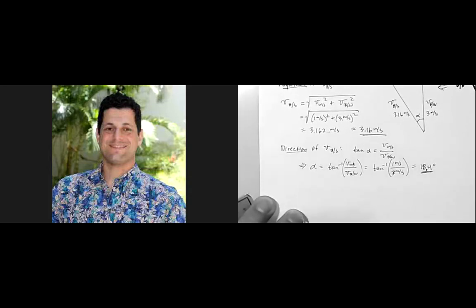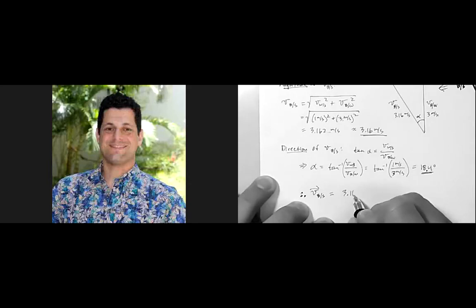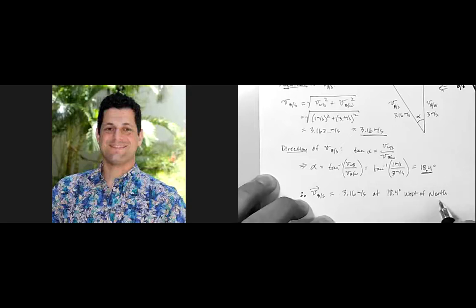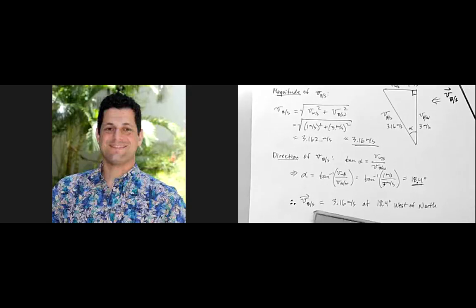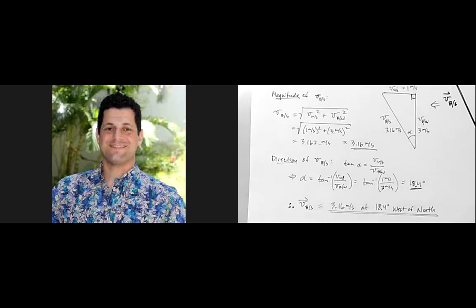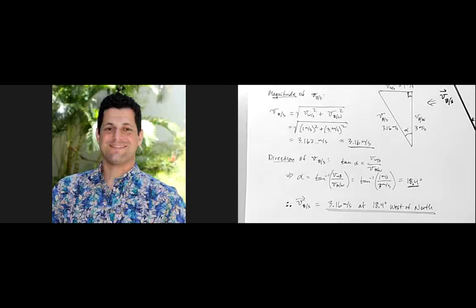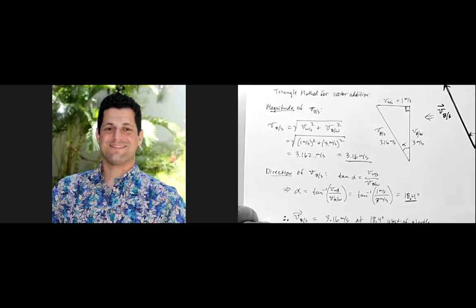So therefore, to write out the whole vector, the velocity of the boat with respect to the shore is equal to a magnitude of 3.16 meters per second at a direction of 18.4 degrees west of north, right? Degrees to the west of north. All right, so that's the full vector, magnitude and direction. And those are the two parts of question 2A.